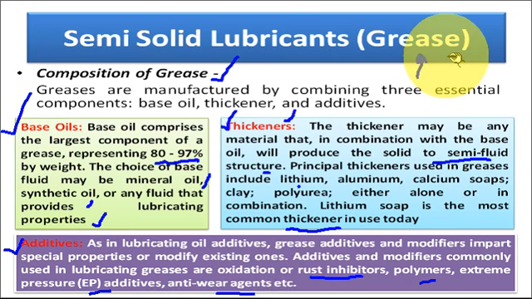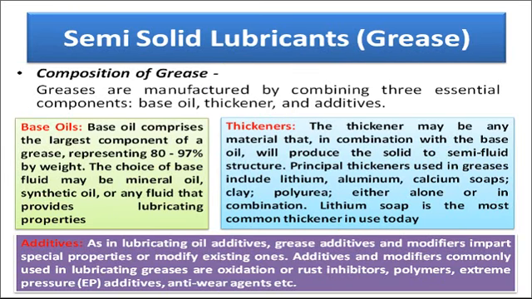In conclusion, we can say that grease is the combination of three components: base oil plus thickener plus additive. The main component is the base oil. To increase the viscosity of the base oil, that means to convert it into the semi-solid form, thickeners are used. And what thickeners are used here? Generally calcium soap, aluminium soap or lithium soap are used as thickening agents, of which lithium soap is the most widely used for the formation of greases.